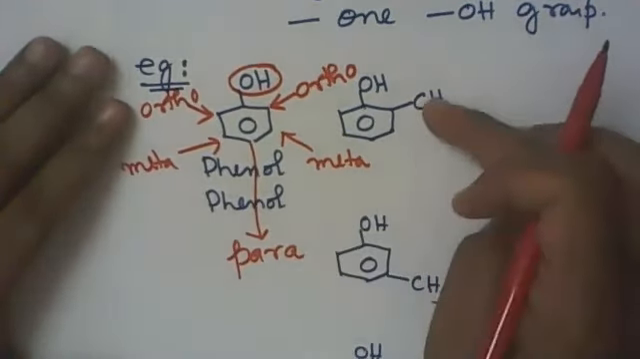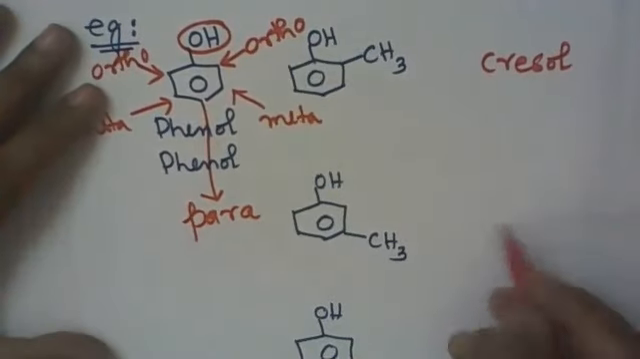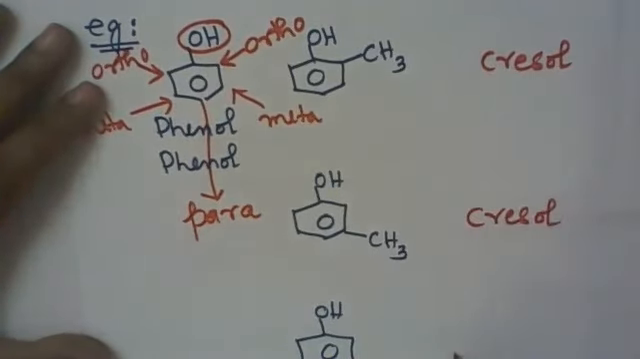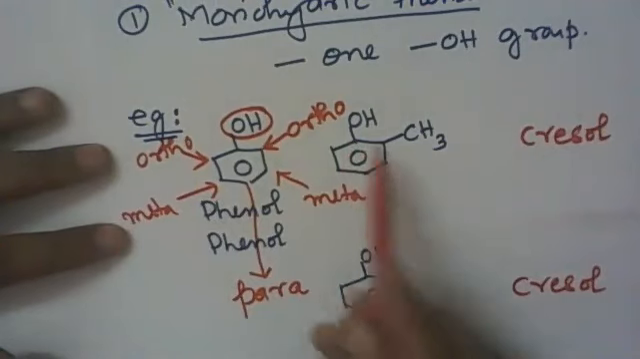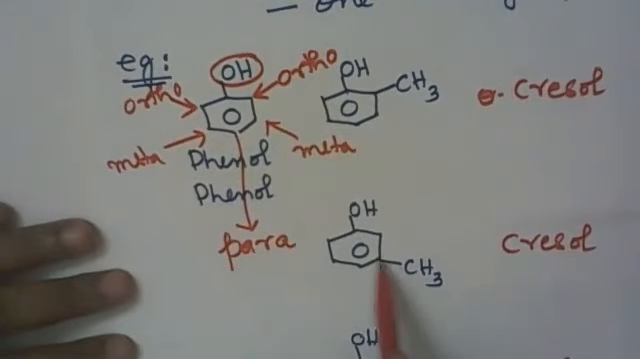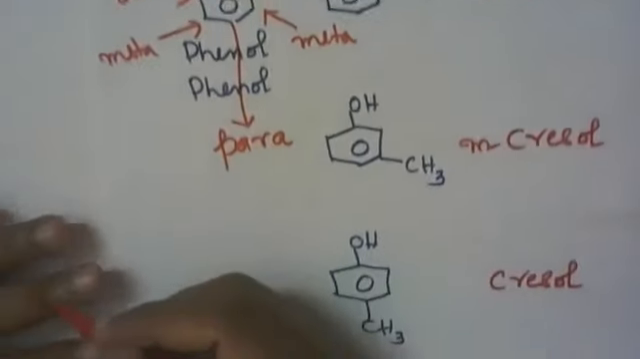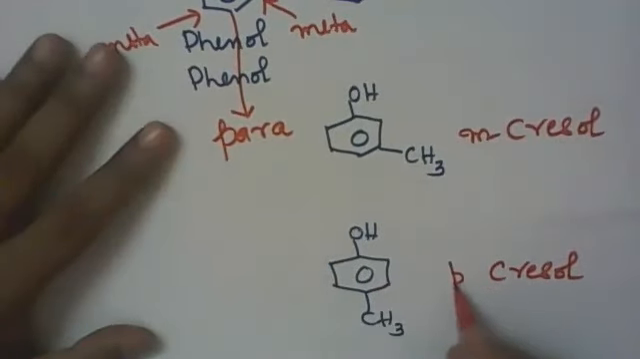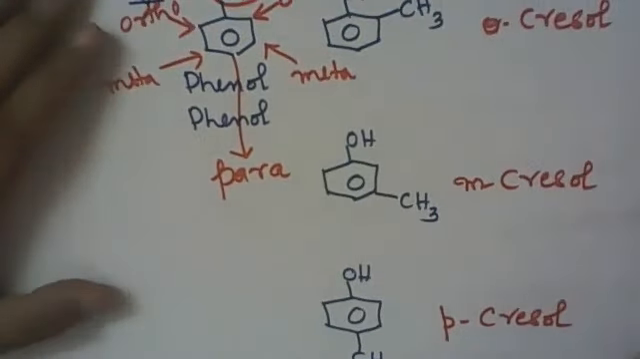Now here we have structural isomers, and all these compounds are cresols. The second one is also cresol, and the third one is also cresol, right? But there is a difference. These two groups are ortho to each other, so let me write a small letter o, ortho-cresol. This is meta to each other, so meta-cresol. And this one is para to each other, para-cresol. So these are the common names.